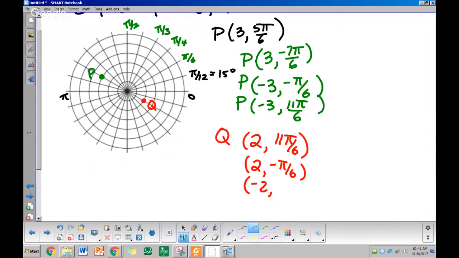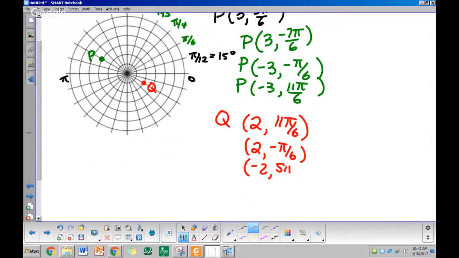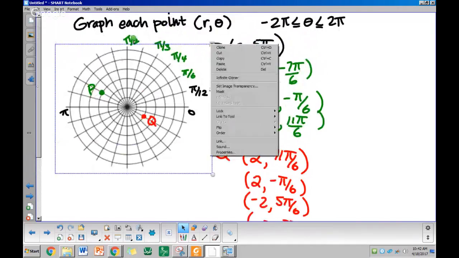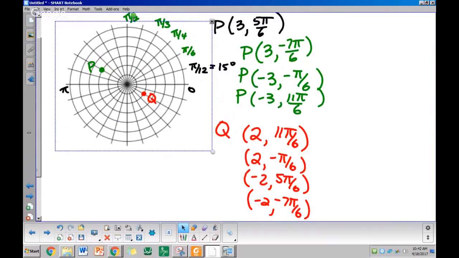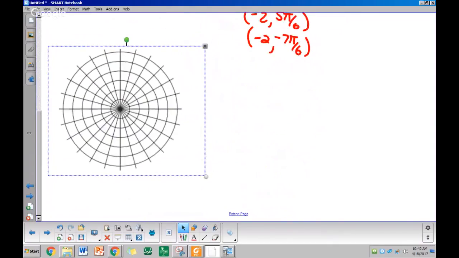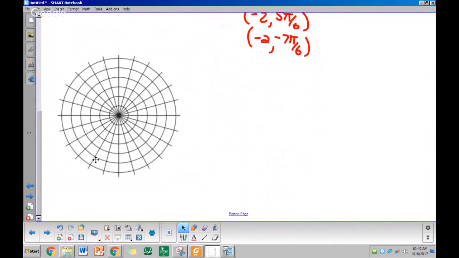Negative 2, 5 pi over 6. Yep. Negative 2, negative 7 pi over 6. Now we're doing that pretty fast. I'm going to copy this. That's trickier, right? So we're gonna do R.